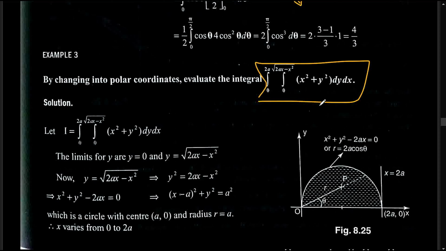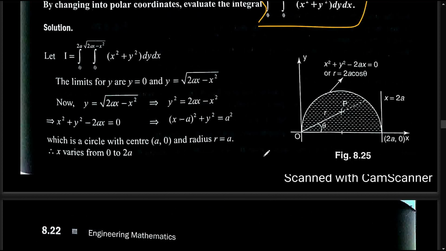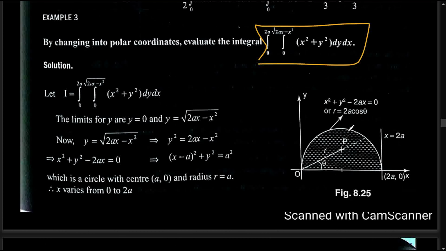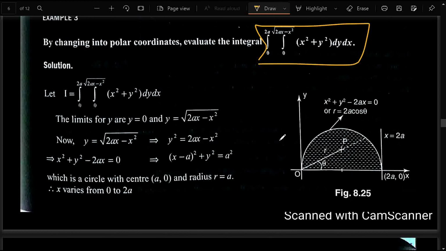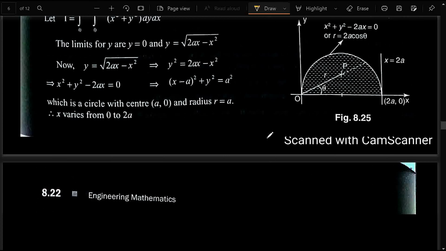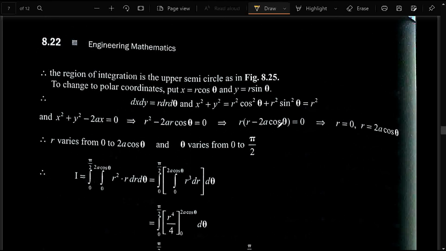So taking the limits, same as it is, graphing it, and then changing it to polar coordinates, putting x is equal to r cos theta, y is equal to r sin theta, and so on. You know, this is actually simple, same as the previous one. You used to get this. At last, the same thing, simple.